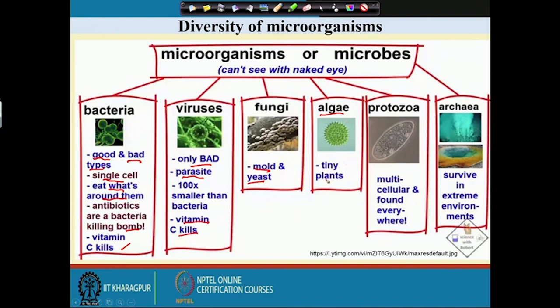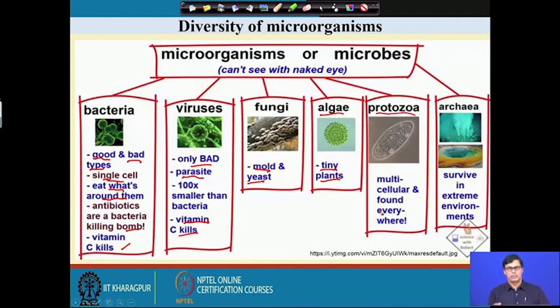Algae nowadays have a lot of applications in the industry. They are used as food, as a source of protein, for the production of biodiesel, and also have some therapeutic values. Now we have protozoa, which also don't have much industrial application where bio industries are concerned. They are multicellular and found everywhere. The archaea survive in extreme climate and environmental conditions.